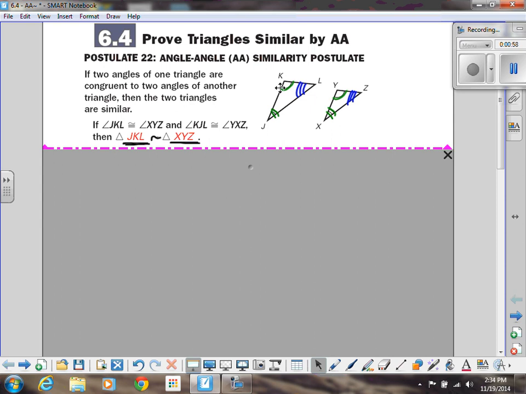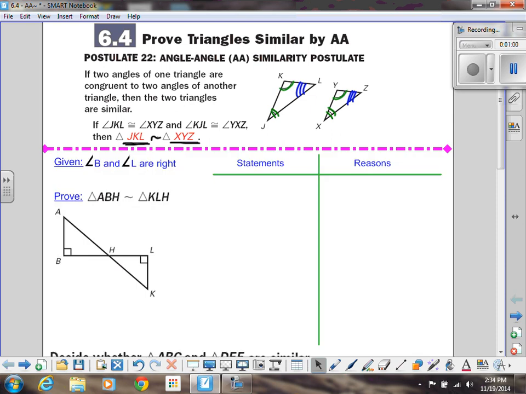So let's do a proof using this postulate. We're given that angle B and L are right angles, and we need to try to prove that triangle ABH is similar to KLH. So we're going to start by writing our given. Angle B and angle L are right angles, and that's just given.